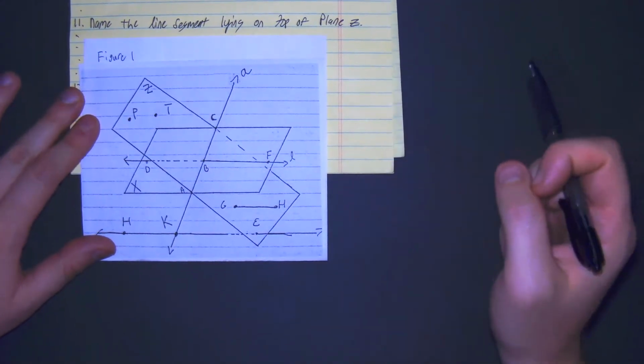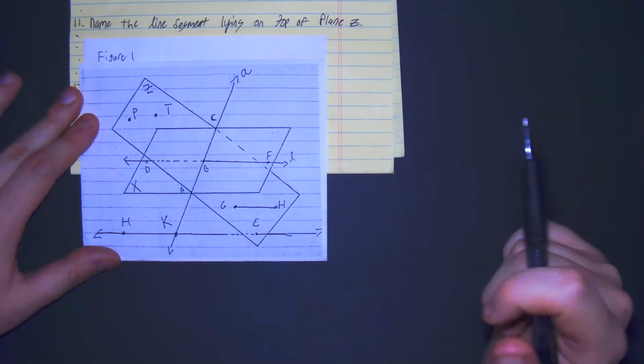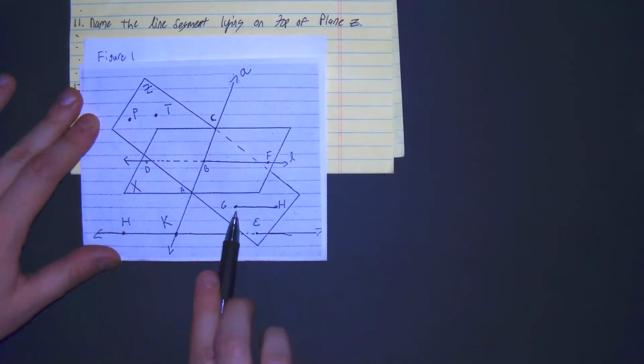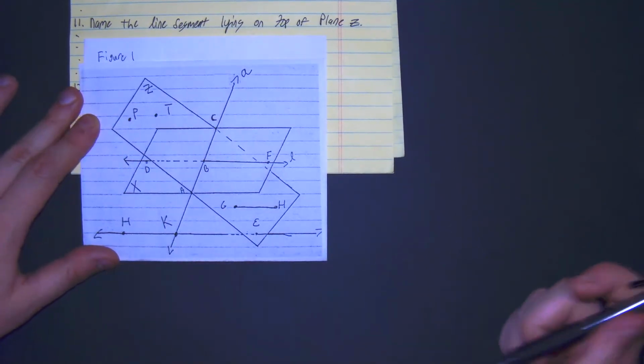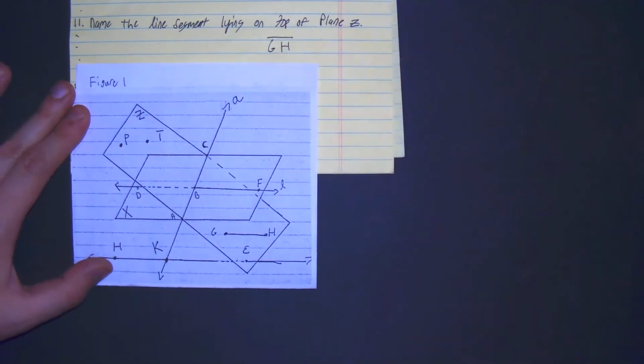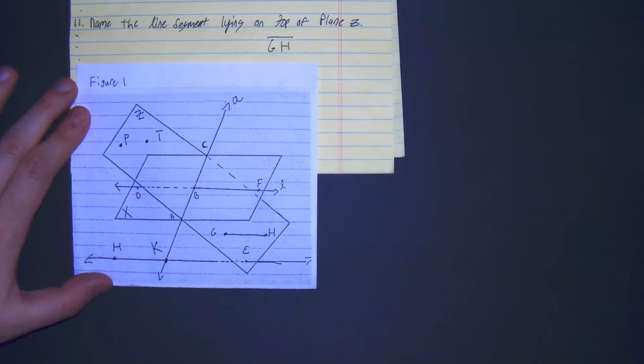Number 11. Name the line segment lying on top of plane Z. What line segment is on plane Z? As we can see, these are not a line segment. Go down. Line segment would be GH. Remember, we're talking about a line segment, so that means it ends on that plane. A line goes on forever in 2 directions. And this line segment is 100% contained by this plane. It is not moving with it, because as we know, a plane goes on forever in 4 directions.